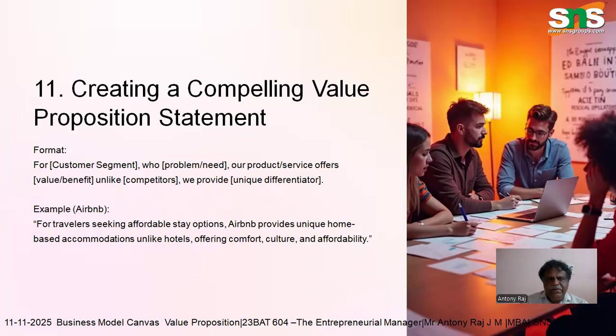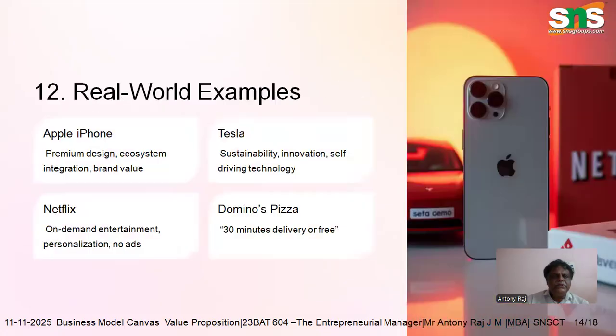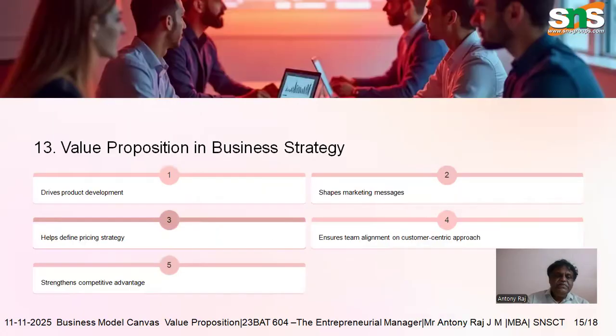And this is an example of a compelling value proposition statement from Airbnb, which says: for travelers seeking affordable stay options, Airbnb, a very good organization in hospitality, provides unique home-based accommodations, unlike hotels, offering comfort, culture, and affordability. It's a very clear, compelling value proposition statement. So these are real-world examples. Apple: premium design in terms of iPhone, integration, brand value. Domino's Pizza: 30 minutes delivery or free. Netflix: on-demand entertainment and personalization with no ads.